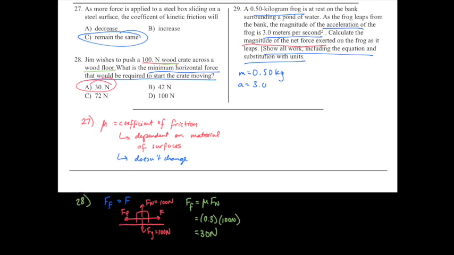Okay, now the final problem, number 29, we have a 0.5 kilogram frog. Exerts an acceleration of 3.0 meters per second squared, and we've got to figure out the magnitude of the net force exerted by the legs to get that acceleration. And so here I'm going to show you the minimum amount of work you need to show to get full credit here. So first step, write the equation you're using, F net equals ma. Second step, you substitute everything in with units. Once again, units are important here. Number 3, you just solve it and you show the correct answer with correct units. 1.5 newtons is our answer.